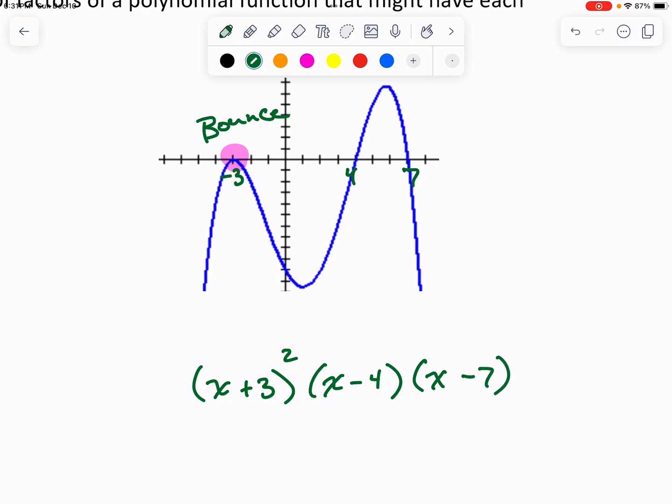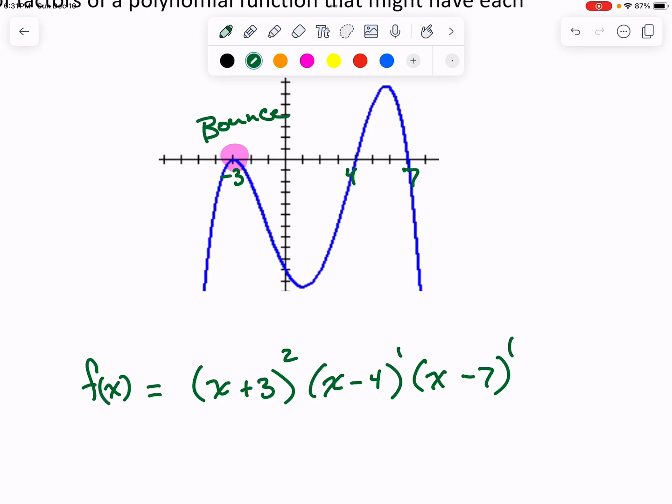This one has a degree of 4. If you add up those exponents, 1 plus 1 plus 2 is 4. There are 4 zeros. There are 4 factors. Sometimes we put y equals, sometimes we put f of x equals. Make sure to read the instructions to know which.